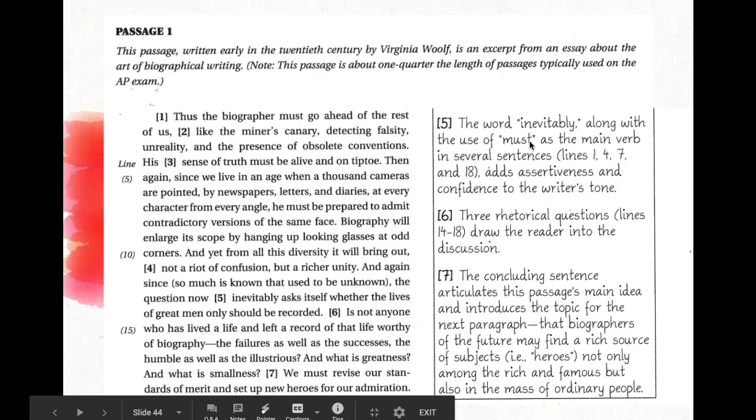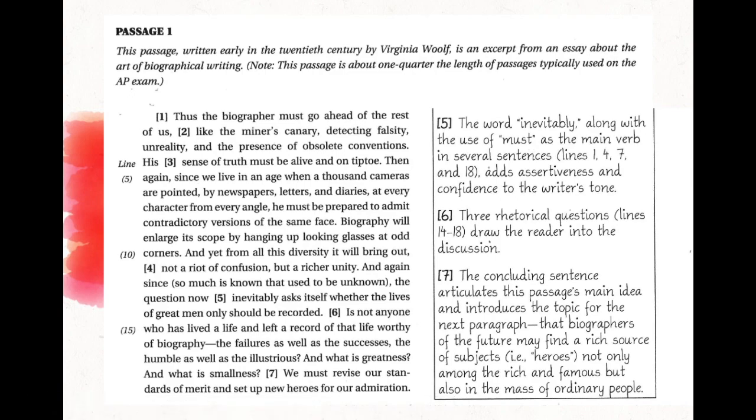It's assertive, it's definite. Just because I don't want you using it doesn't mean authors aren't going to use it. Is not anyone who has lived a life and left a record of that life worthy of biography, the failures as well as the successes, the humble as well as the illustrious? So, three rhetorical questions in a row, drawing the reader in, asking you your opinion.